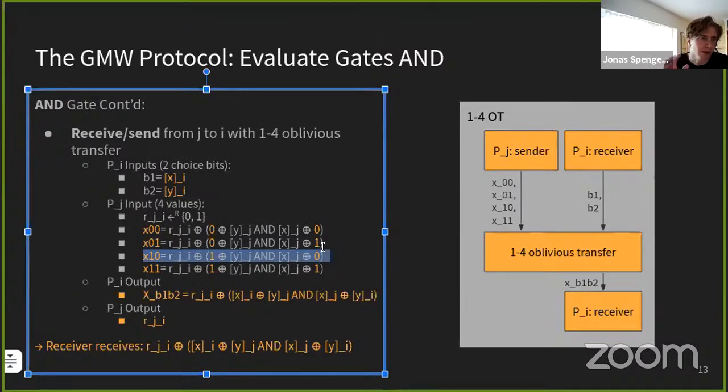And that's how we can make it so that the receiver receives this value. The sender basically first gets a random bit mask and then computes the XOR of this bit mask and this expression on the right, where he has his own yj and xj value. And also, because he knows that if the receiver wants to receive this value, the receiver has 0 as a secret share for xi and 0 as a secret share for yi.